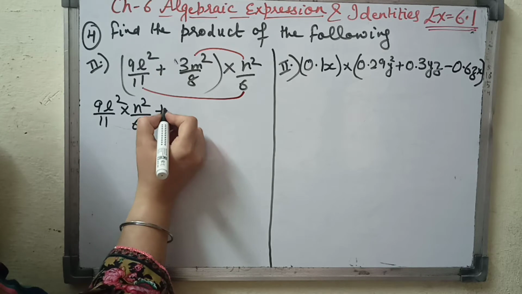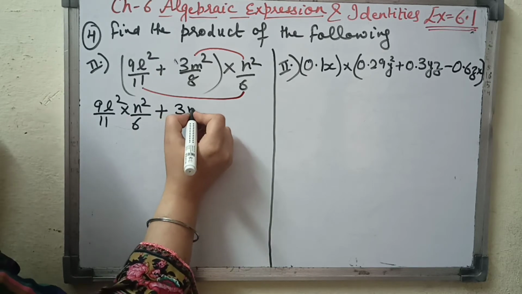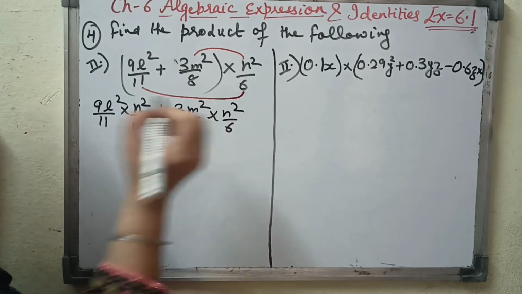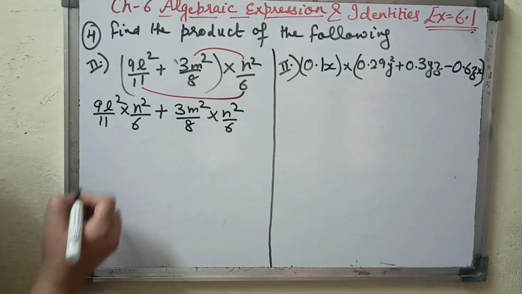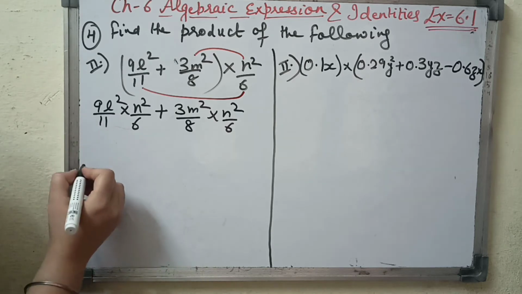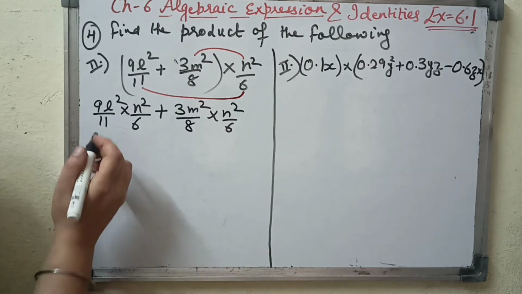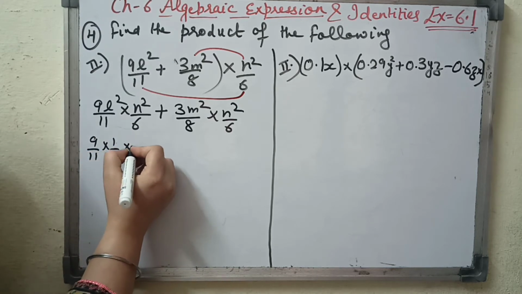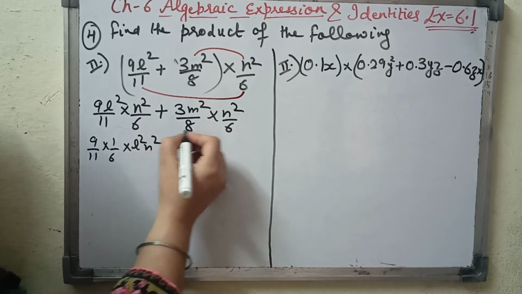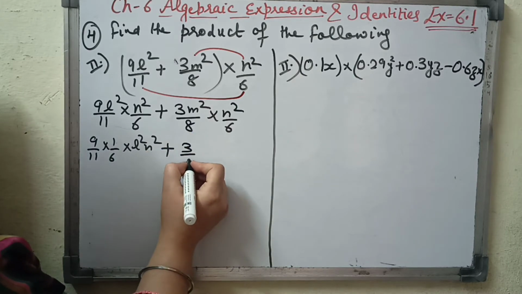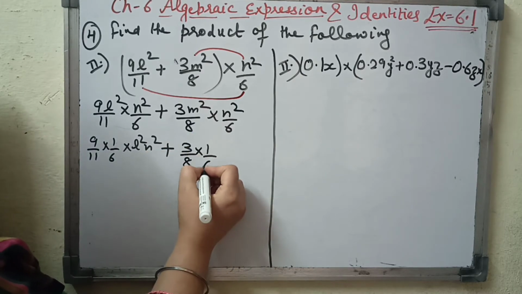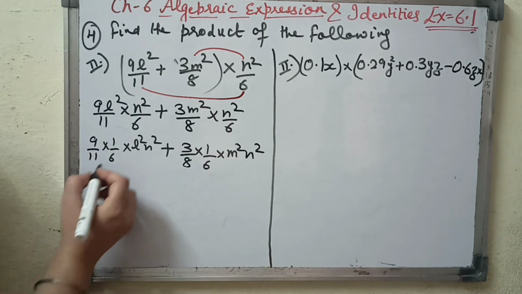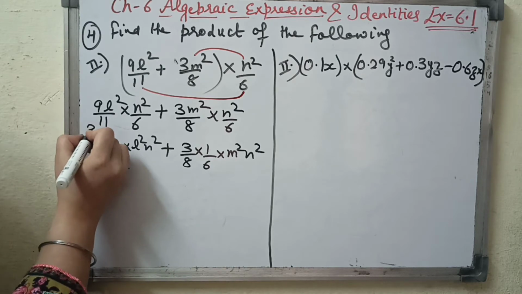Now there is a plus sign, so I put the sign plus here. And the second term is 3m square over 8, it is multiplied with n square over 6. Now, multiply constants with each other and then variables with each other. Here 9 over 11 into 1 over 6 and l square n square. In the second term, I write down the constants together, that is 3 over 8 into 1 over 6 and the variables together, that is m square n square. Now do the cancelling. 3 twos are 6, 3 threes are 9.